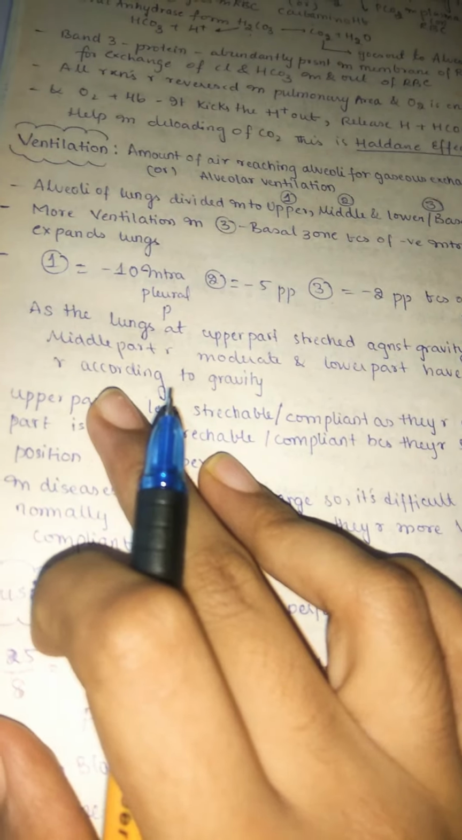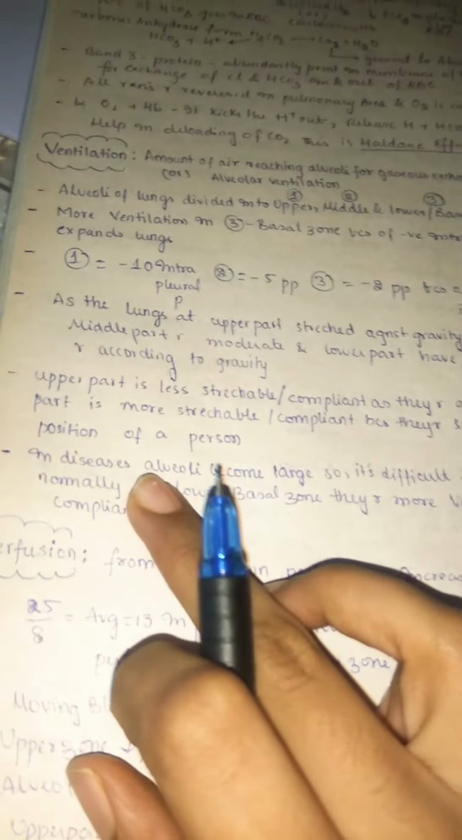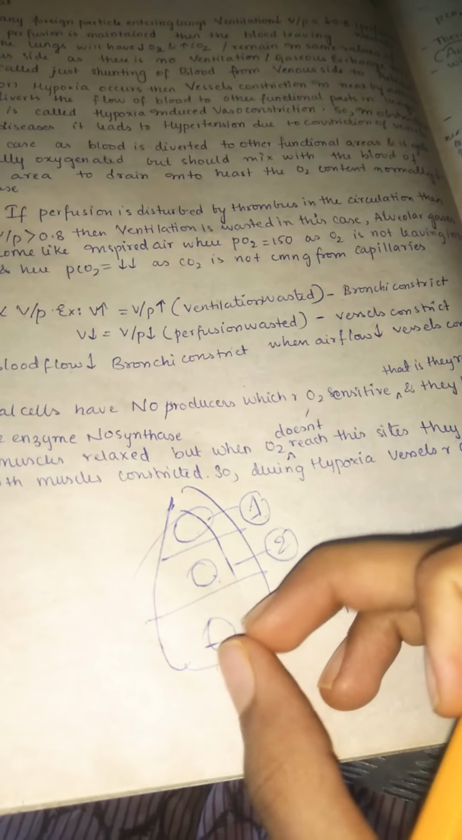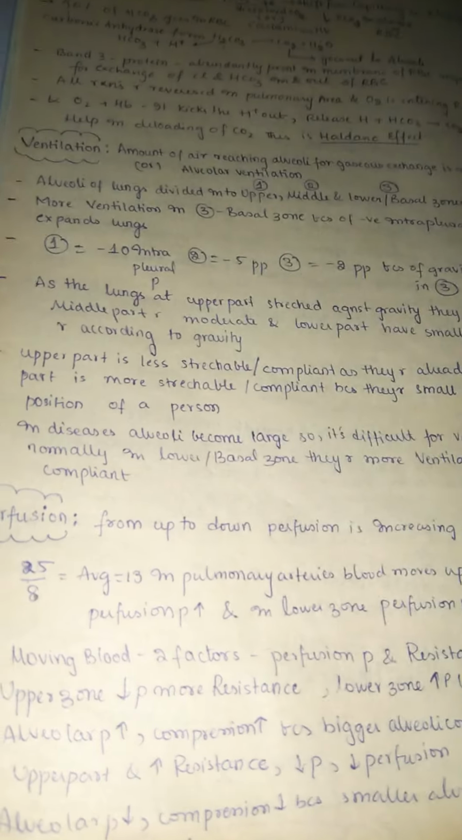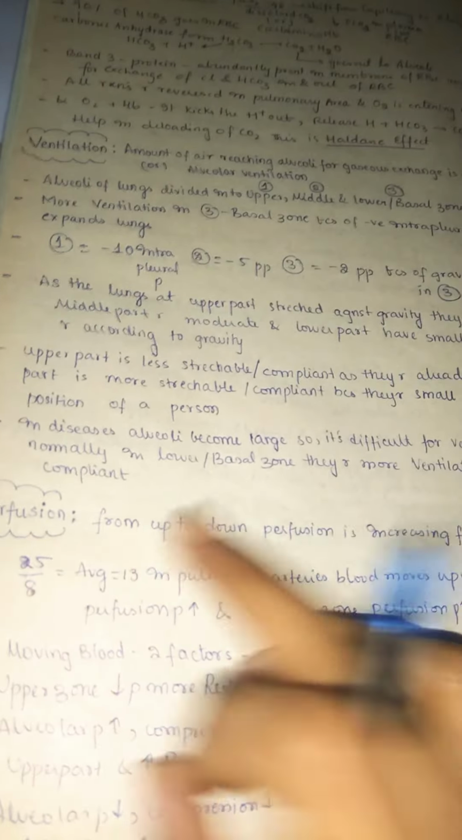The upper part is less stretchable and less compliant because the alveoli are already big, but the lower part is more stretchable and compliant because they are already small in the upright position. Always remember, the upper part is less stretchable because the alveoli are very big, but the last part is more stretchable because they are very small, so they have a chance for more compliance. In disease, alveoli become large, so it's difficult for ventilation, whereas normally in the lower or basal zone, they are more ventilated, healthier and more compliant.